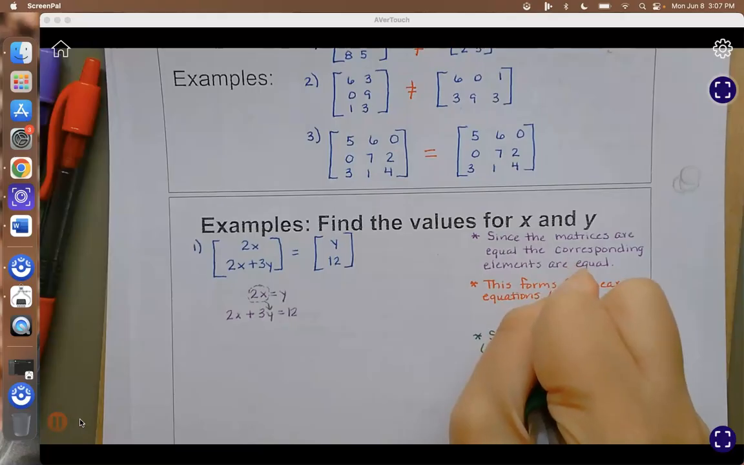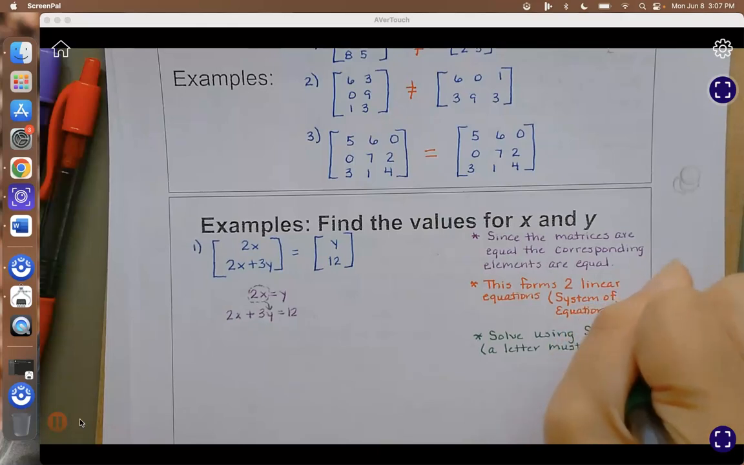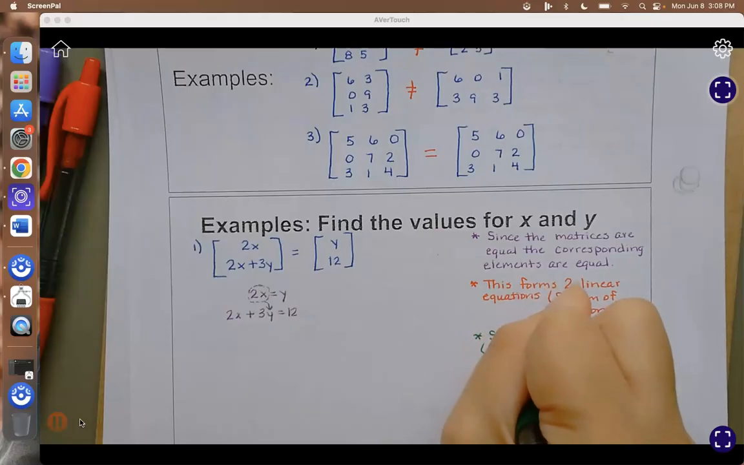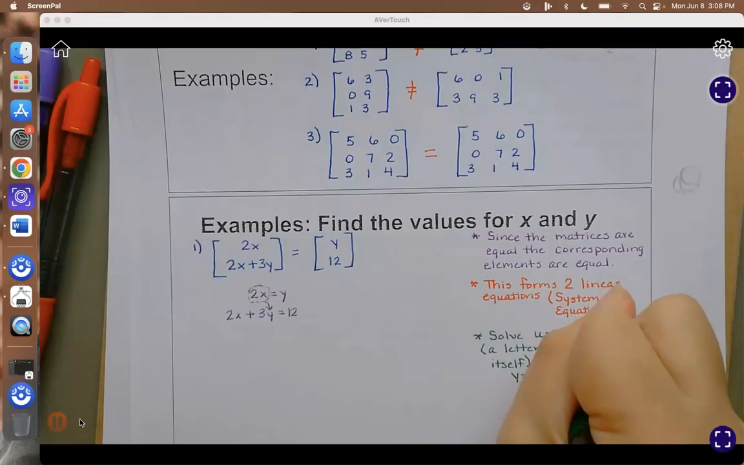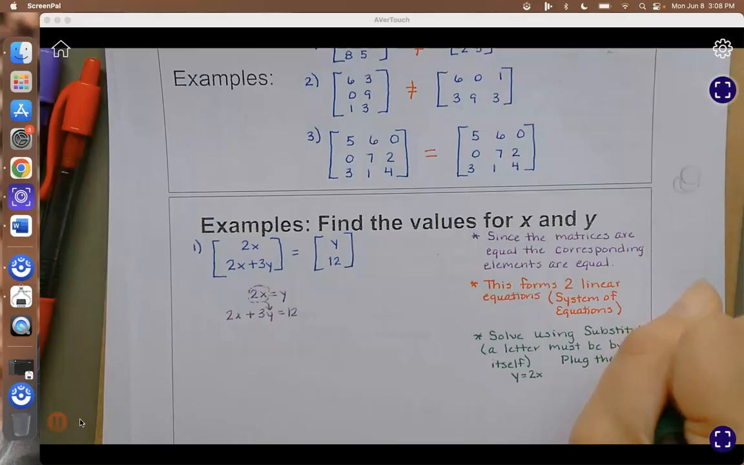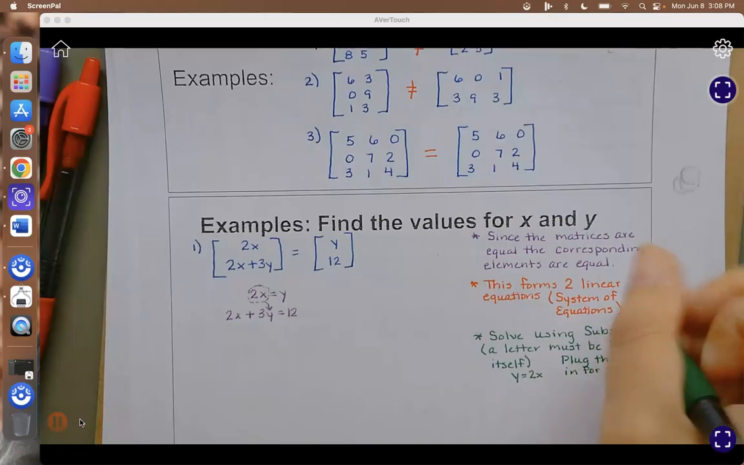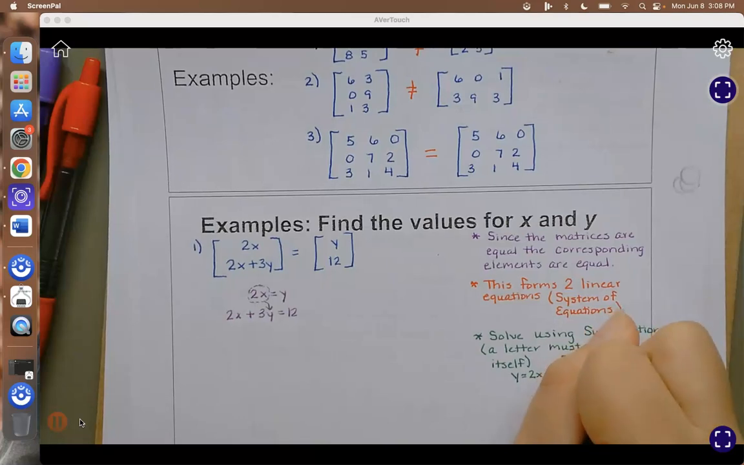A letter must be by itself. So we're going to go y equals 2x, and then we're going to say plug the 2x in for y in the second equation.